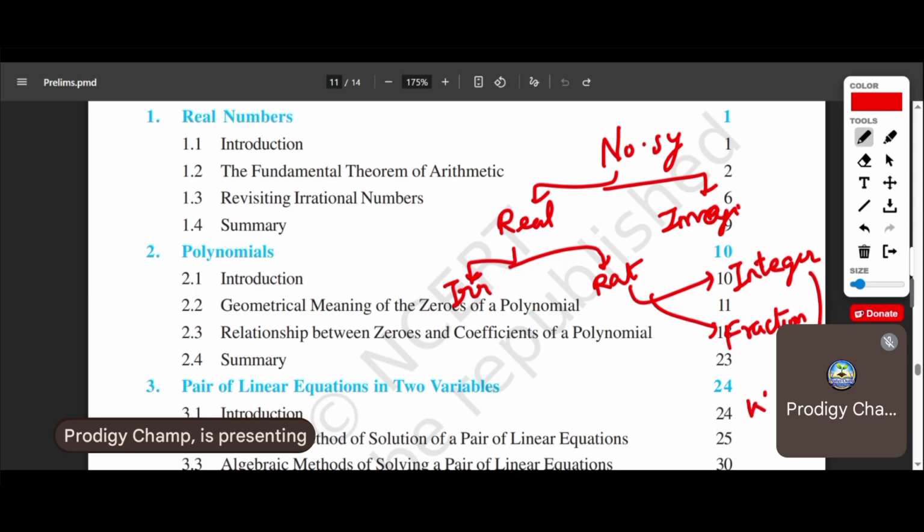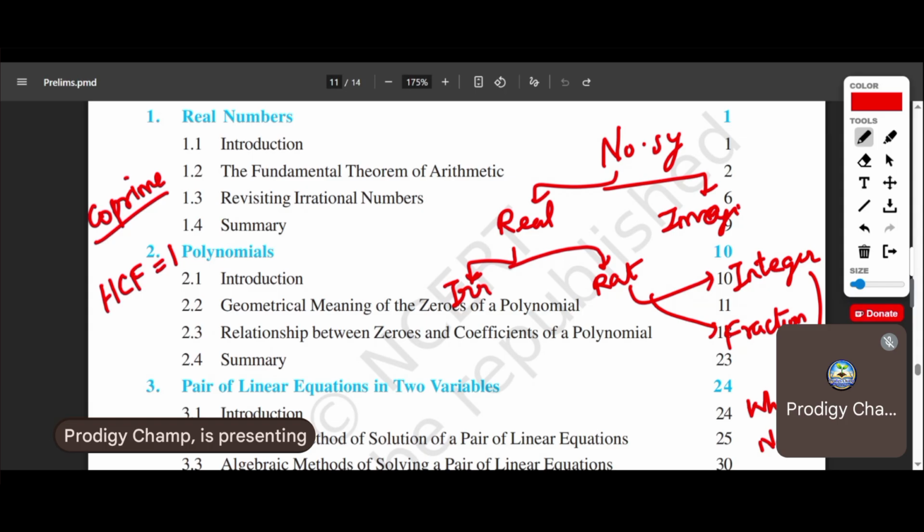Whole numbers and natural numbers. What are the different types of natural numbers? Can we classify them into any other types? Of course: prime numbers, co-prime numbers, composite numbers. What is prime? It has only the factors 1 and itself. Co-prime means what? The HCF should be 1. They should not have any common factors.